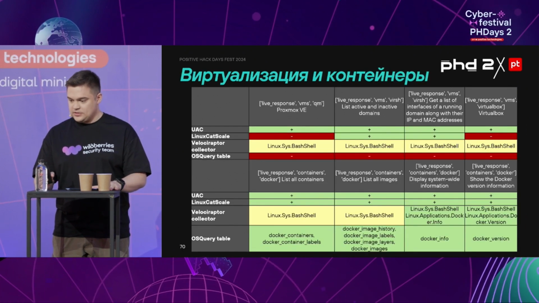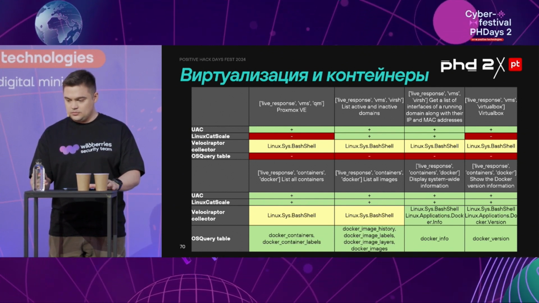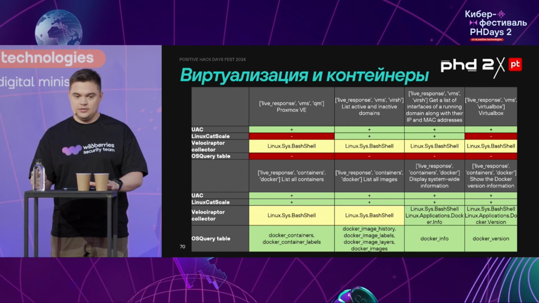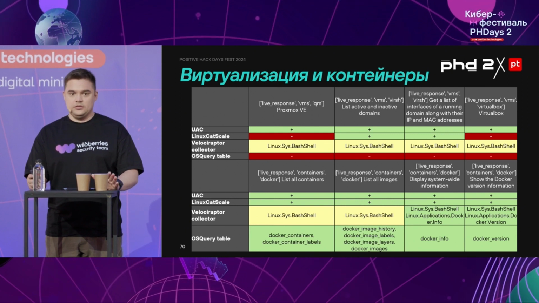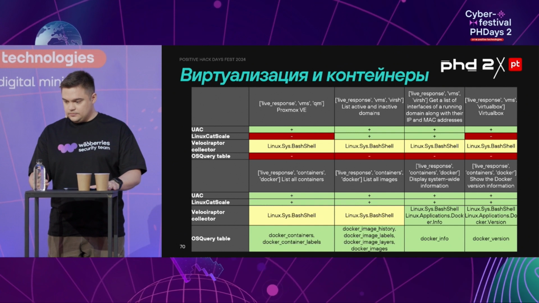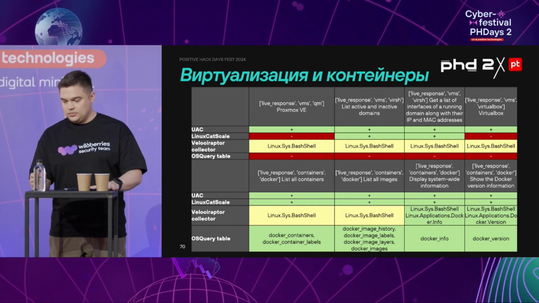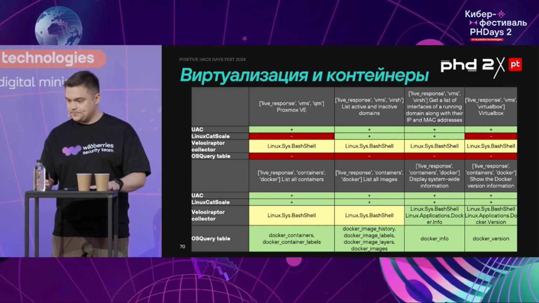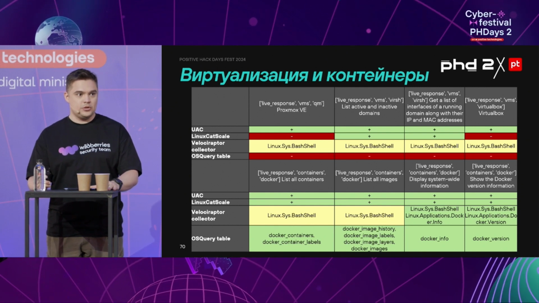I also put virtualization and containers separately. Interestingly, OS Query doesn't work with virtualization altogether, but others do collect the most important things. UAC has the biggest completeness, Linux Cat Scale is a little bit behind, Velociraptor requires fine-tuning of configuration.